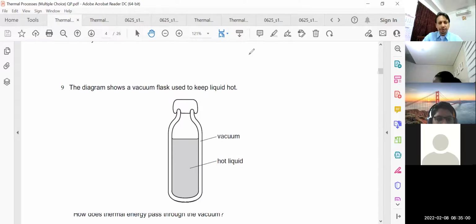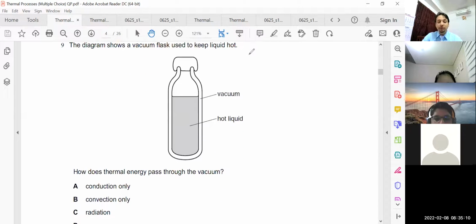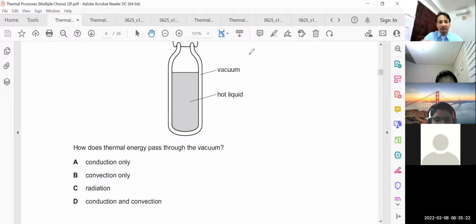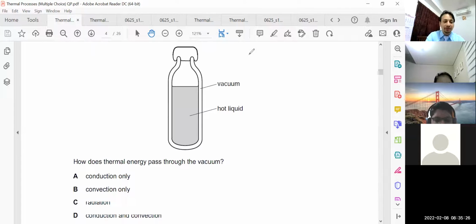Move to the next question, ninth question. The diagram shows a vacuum flask used to keep liquid hot. That is the purpose of a thermal flask. And how does thermal energy pass through vacuum? In vacuum, conduction never takes place. In vacuum, convection never takes place. So we are left with only one option, that is radiation, children. So for question number 9, I will say that the answer is radiation.